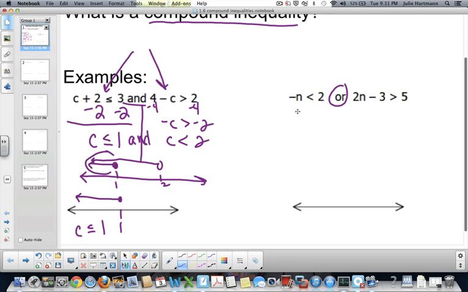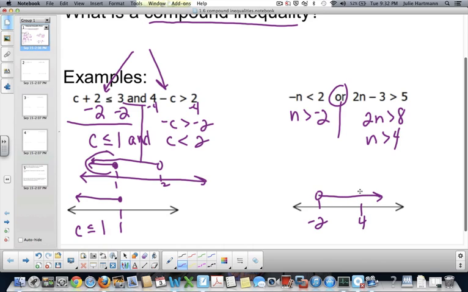Okay. Next one, negative n is less than 2 or 2n minus 3 is greater than 5. Solve this one. Divide by negative 1. Remember to flip that inequality. 2 divided by negative 1 is negative 2. On the other side, you add the 3 over and divide by 2, so n is greater than 4. So greater than negative 2 goes like this. Greater than 4 goes like this. "Or" means you have everything that is shaded, so your answer should be this one, and it is n is greater than negative 2.